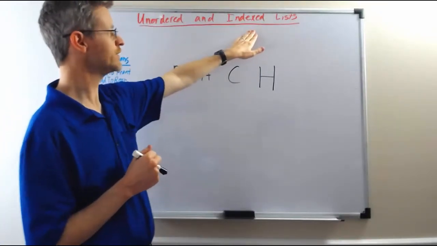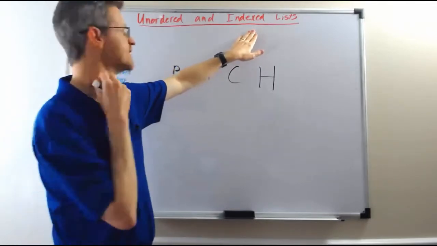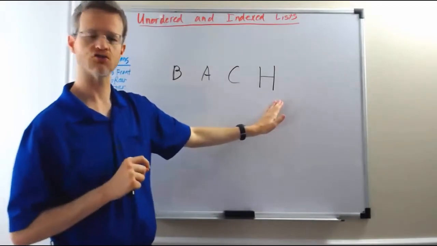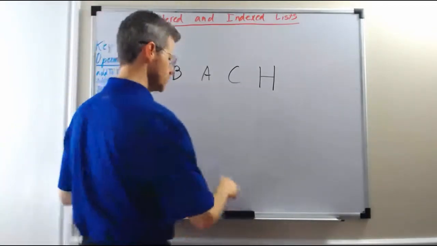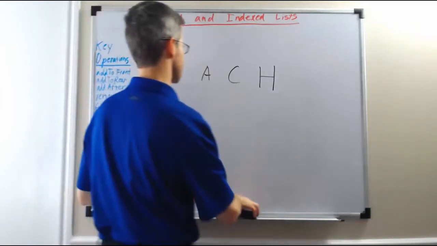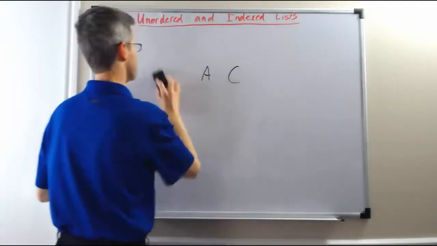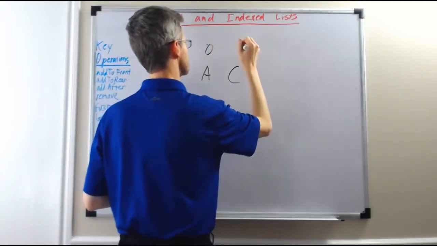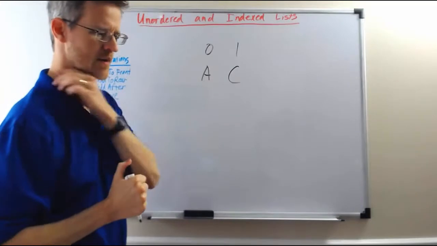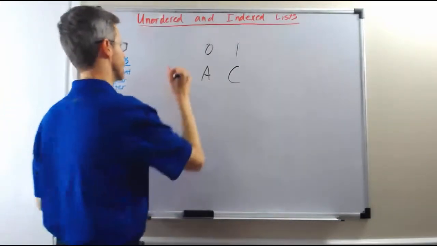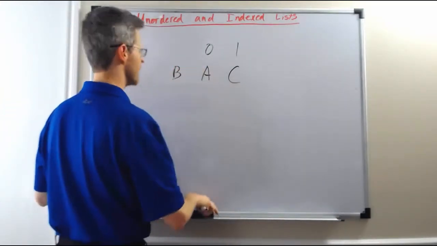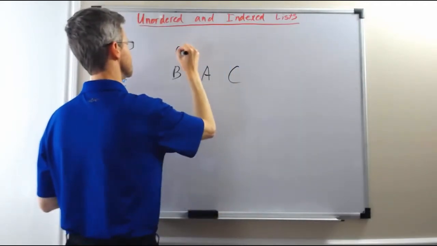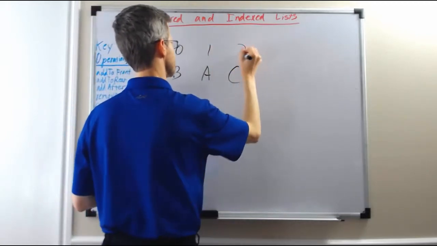Indexed lists are exactly like unordered lists, except that the elements are automatically sequentially numbered from the beginning, generally starting with 0. So let's redo our example with this as an indexed list. Initially, A would be the element with number 0, and C would be the element with number 1. And then we call add to front for B, and now the numbers change, and the index of B is 0, the index of A is 1, the index of C is 2.